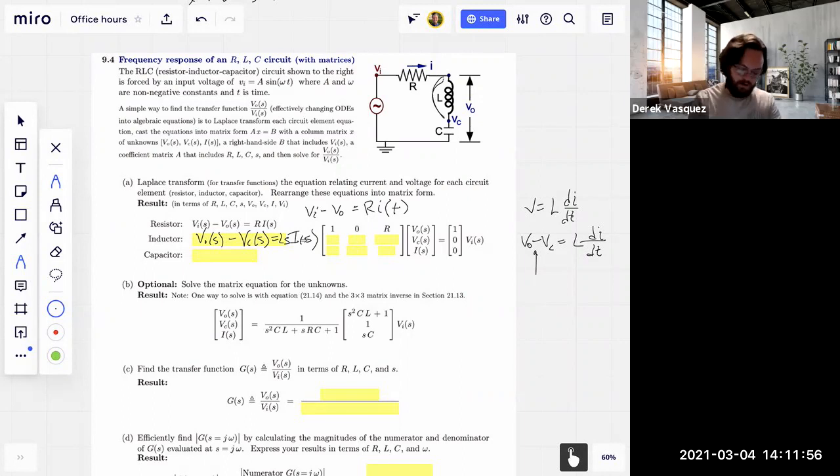All right, so now for a capacitor. Does anyone remember the general equation for a capacitor?